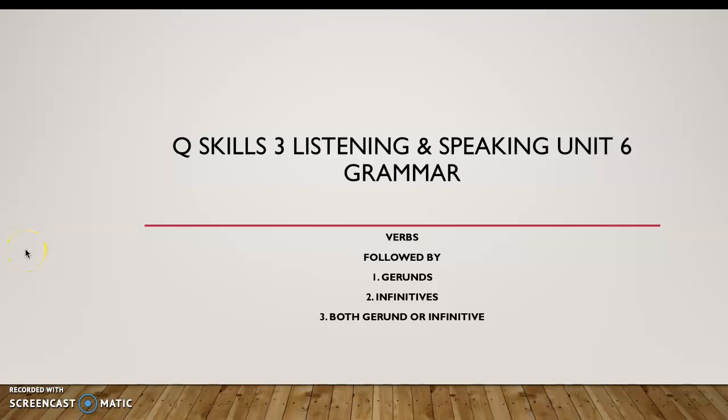This is the grammar from Unit 6 in Q Skills 3 Listening and Speaking. Today we're going to look at verbs when they are followed by gerunds, infinitives, or both gerund or infinitive. Now, you probably don't know what that means, so this is what we're going to learn. So are you ready? Okay. We're going to do quite a lot today, so you probably need a pen and paper and to make notes.